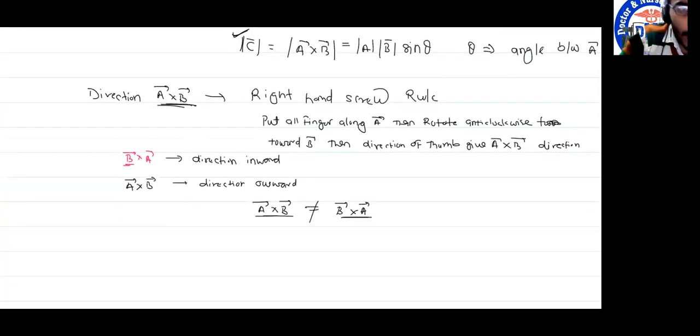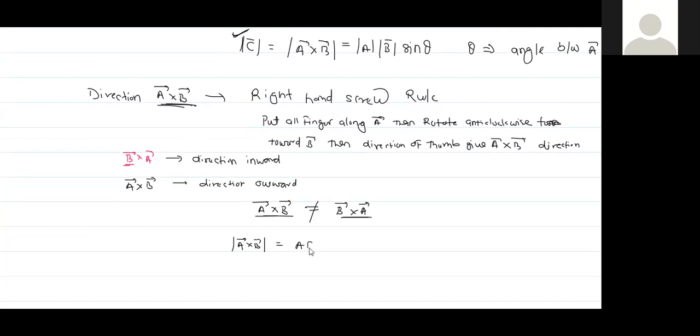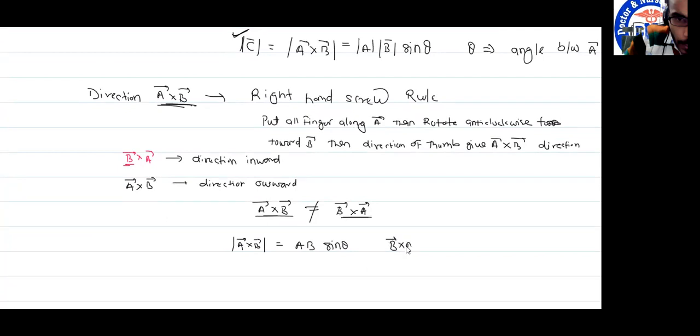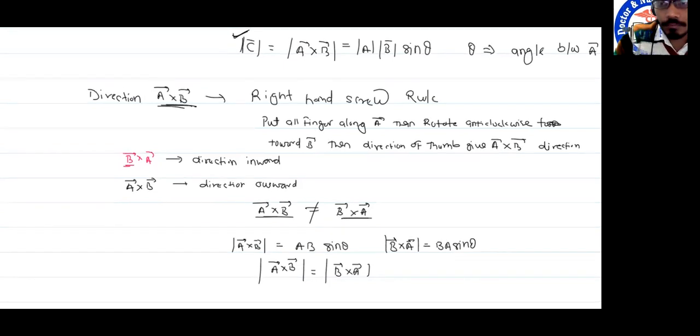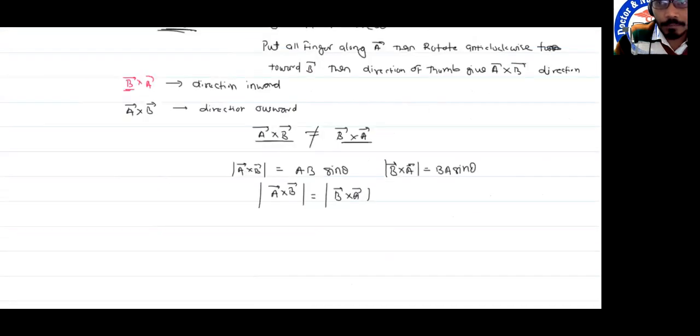But if you calculate the magnitude of A cross B, it is equal to AB sine theta. In the same manner, if you find the magnitude of B cross A, it is equal to BA into sine theta. Both are equal. The magnitude becomes equal, but the directions are different. So that's why we say that these two are not equal.